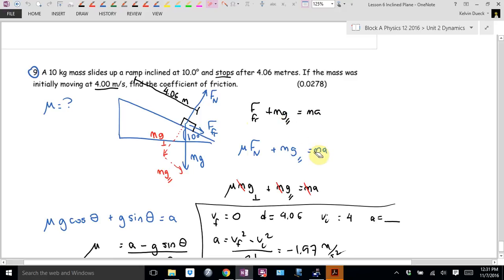Mg parallel, I wrote again, I dropped that down. I don't know the normal force. Oh, but look. I know another force the same size as the normal force, mg perpendicular. So I dropped that here, and conveniently the mass is canceled. I could have canceled them out on the next line, but the m's canceled. I said, okay, g perpendicular, that's going to be cosine. G parallel, that's going to be sine. That equals a.